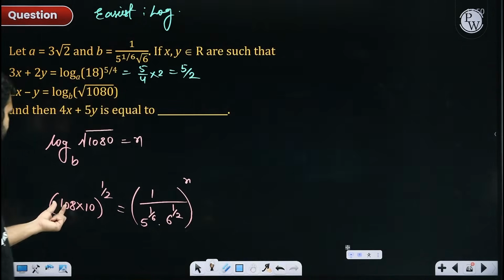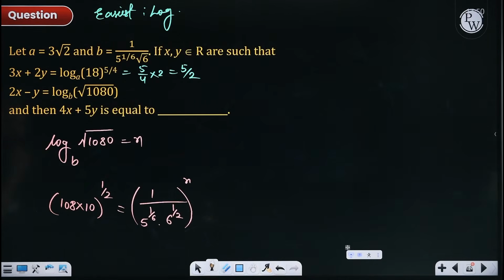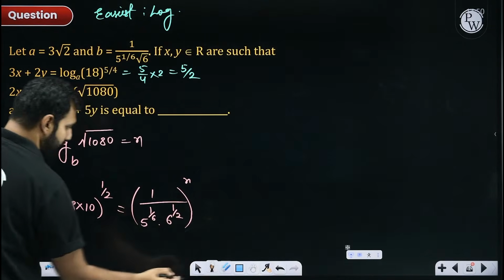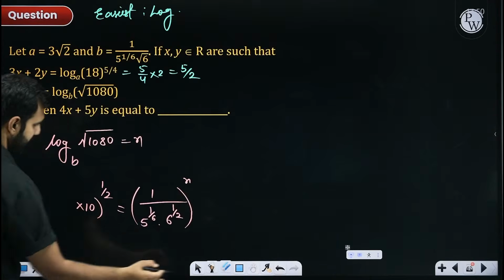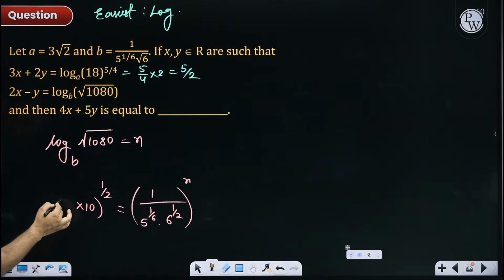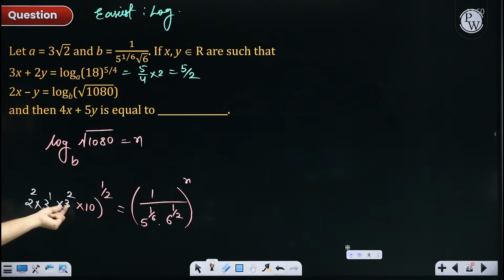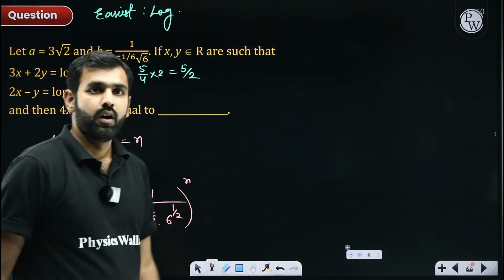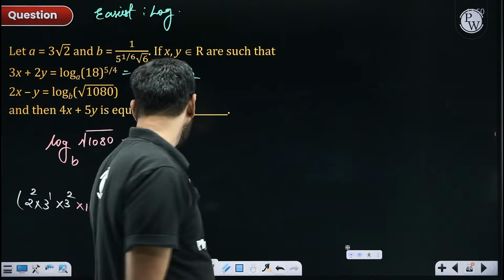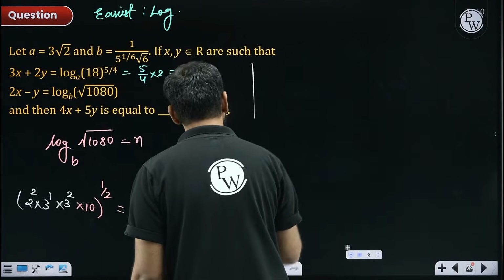Here, 108 is 12 into 9, I think. 108 is 12 into 9, which is 4 into 3 into 9. So I hope you got this part. Everybody got this. Everybody understood this.